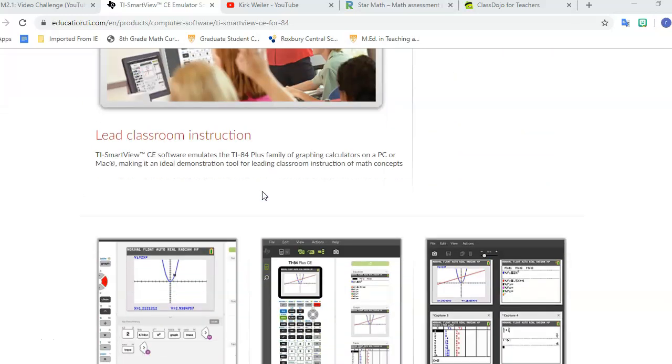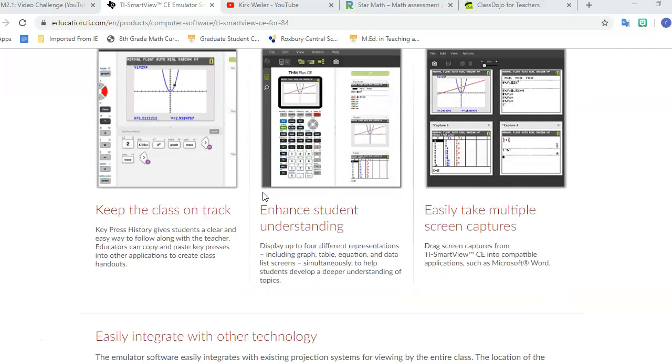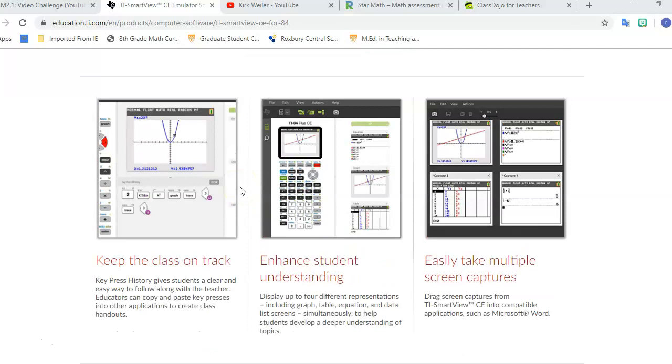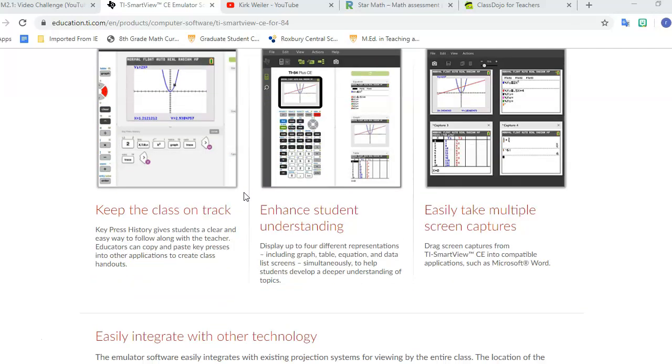For my Math 8 students, I have recently been incorporating it more into my class so that they understand it more and are more familiar with it and prepared for ninth grade Algebra 1 and to take that Regents at the end of next year.